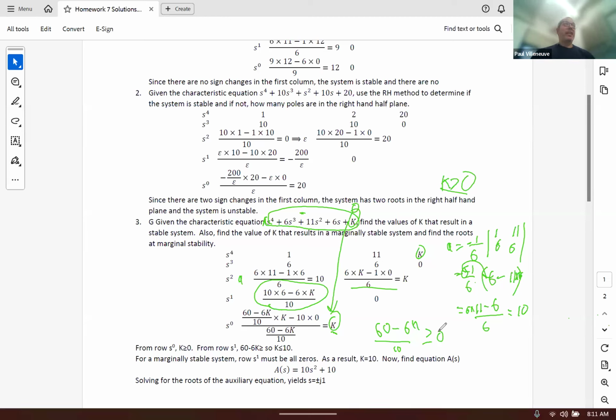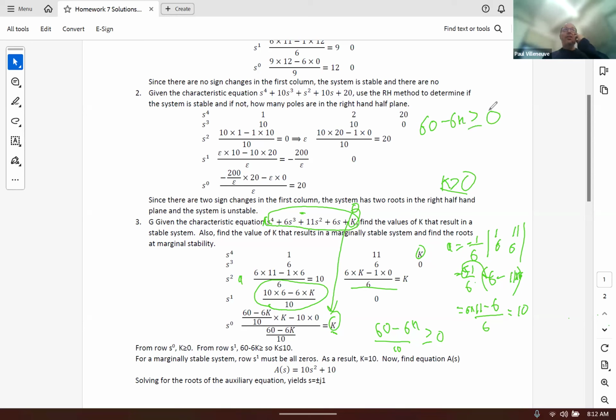Does everybody want to see the algebra on this, or do you feel like you can do it yourselves to solve for K? I need an answer. Want to see it? All right, so what happens to the 10 in the denominator? When I multiply both sides by 10, 10 times 0 is 0. So I can even forget the denominator, right?